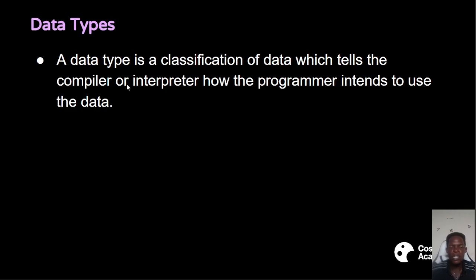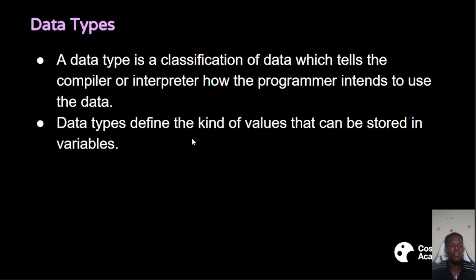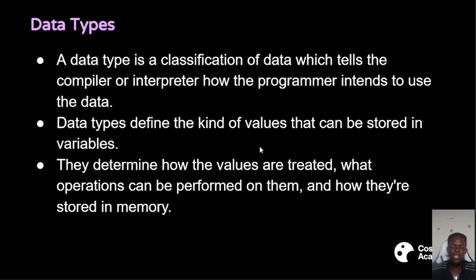It is a classification of data which tells the compiler, which is the browser, the machine, the computer, how to interpret or how the programmer intends to use that particular data. In the past example, I used that data as a number, which is 10. Also, data types define the kind of values that can be stored in the variables. Then they determine how the variables are treated, what operations can be performed on them, and how they are stored in memory. So these are just various definitions of data types.